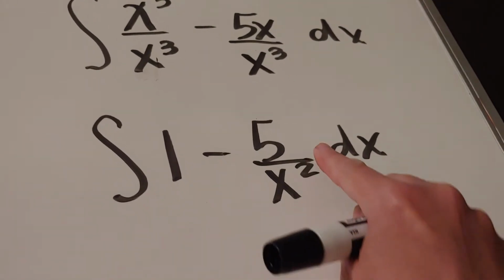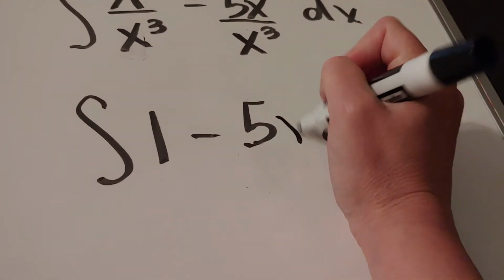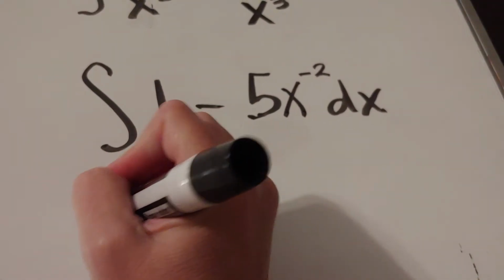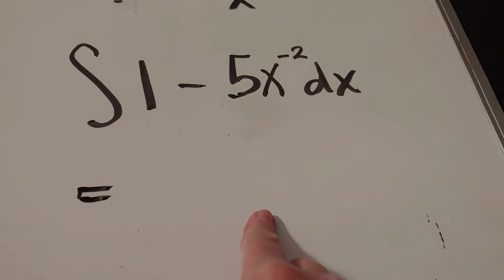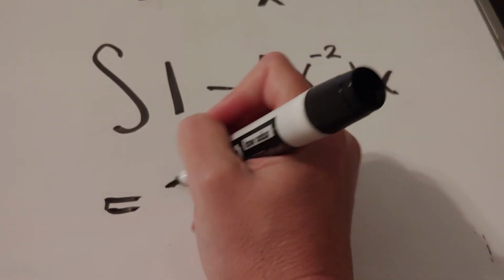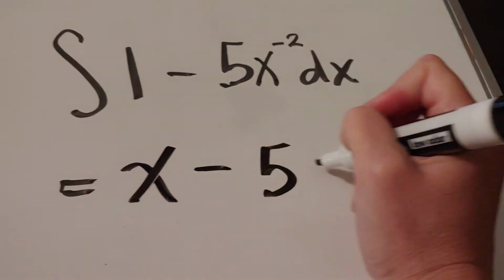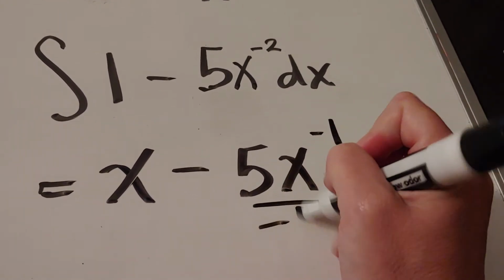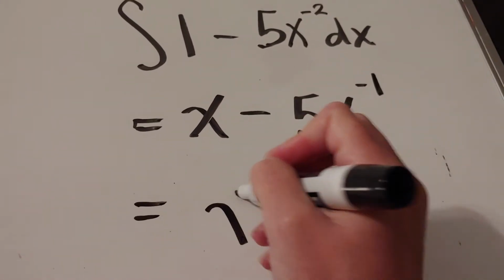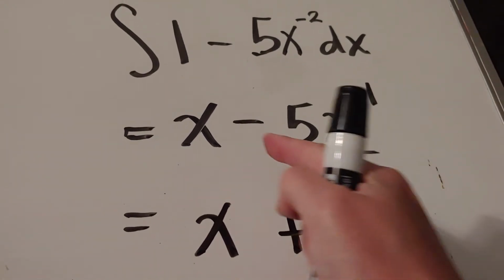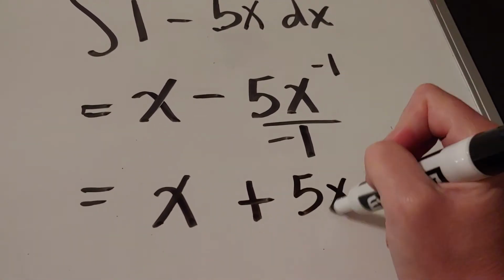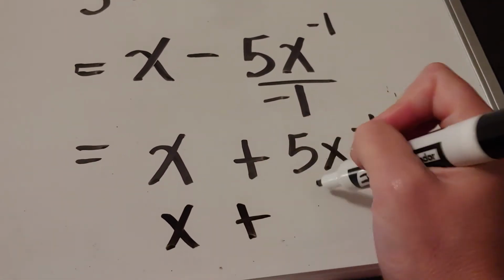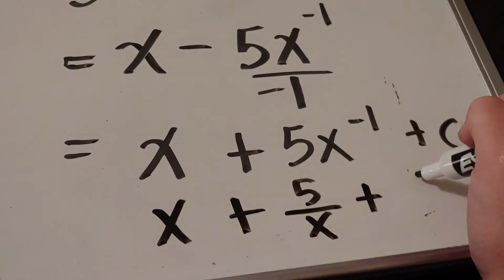Instead of having it as x to the second in the denominator, I'd want to write that as x to the negative 2. So it's ready for the power rule. All right, so here we go. I'm going to drop the integral symbol because I'm actually integrating. And when I integrate 1, I get x minus 5x to the negative 2 plus 1 is negative 1. Divide by negative 1. So I'm going to get x plus, because these two negatives will be a plus, 5x to the negative 1 plus c, or x plus 5 over x plus c.